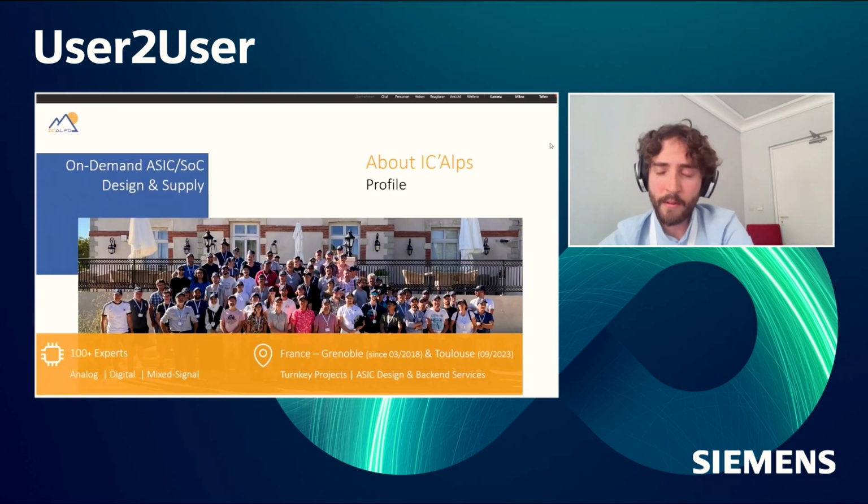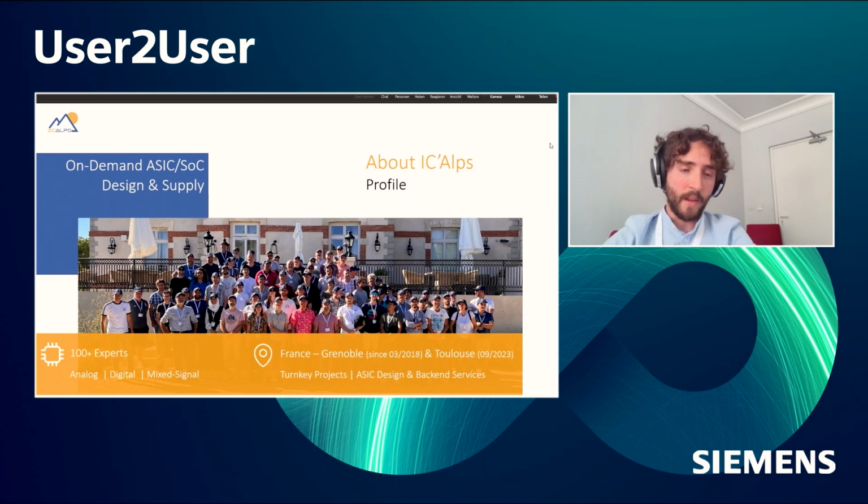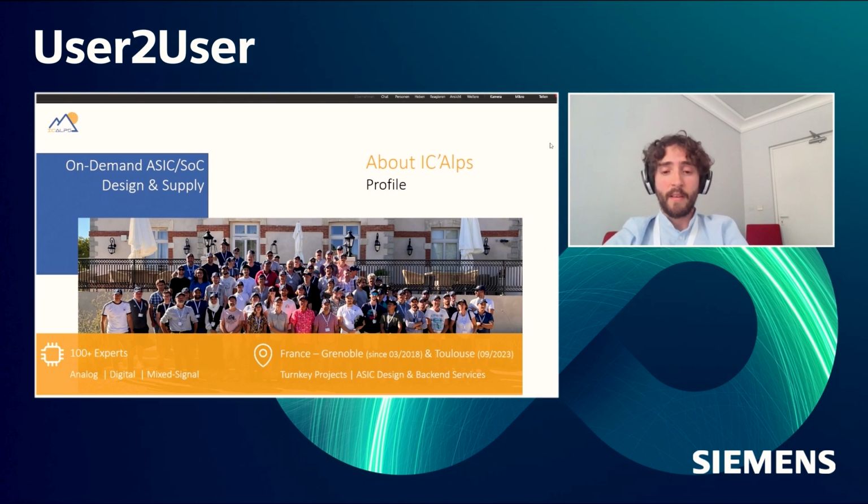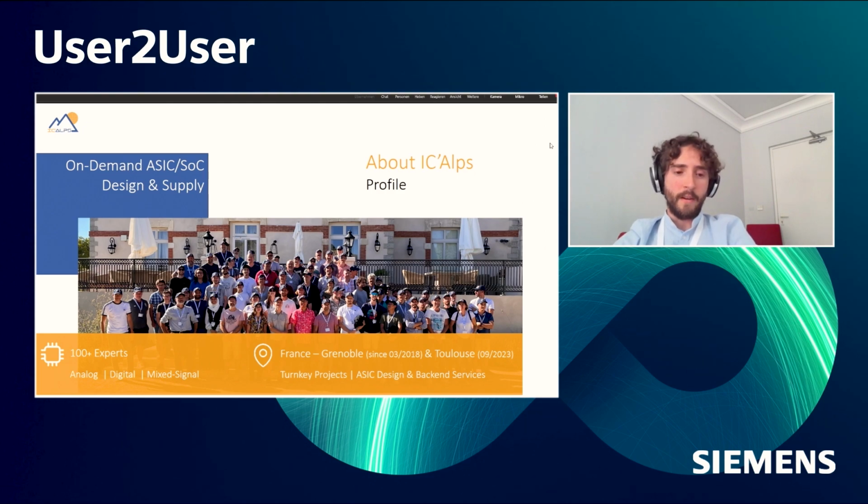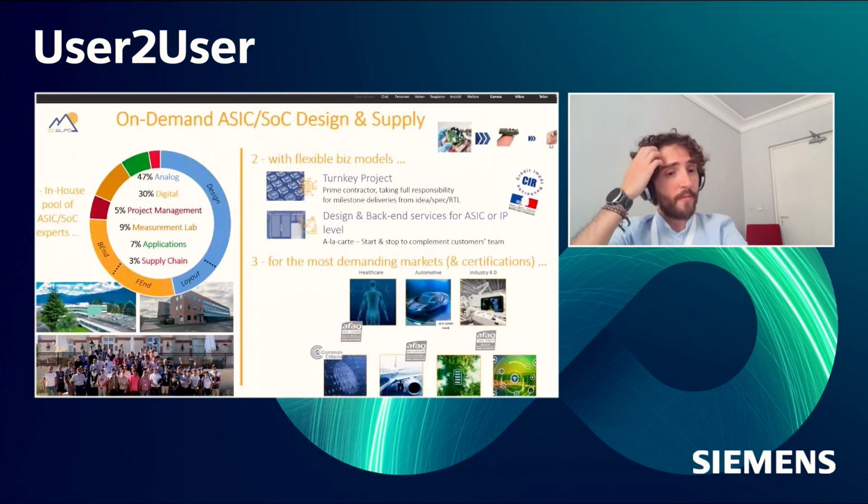First of all, about IC Alps, the company where I'm currently working as an IC physical engineer. We are an on-demand IC and SoC design supply company located in France. In the beginning, we started here in the French Alps in Grenoble, and later on we expanded to Toulouse with another building with some digital and mostly analog teams. In the end, we have around 100 experts in the domain.